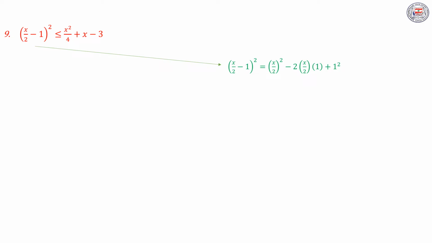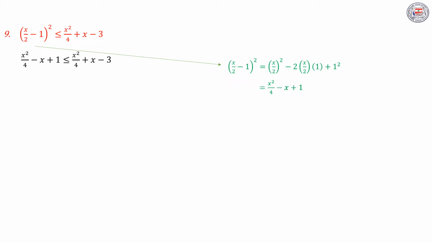So x over 2 minus 1 squared is equal to x over 2 squared, and this is a squared, minus 2 into x over 2 into 1, and this is minus 2ab, plus 1 squared, and this is plus b squared. Therefore, x over 2 minus 1 squared is equal to x squared over 4 minus x plus 1. So you get x squared over 4 minus x plus 1 less or equal to x squared over 4 plus x minus 3.